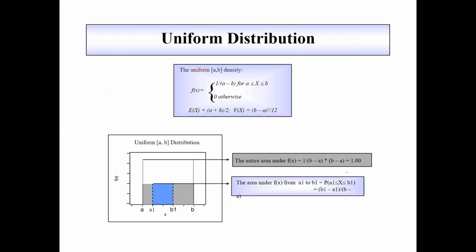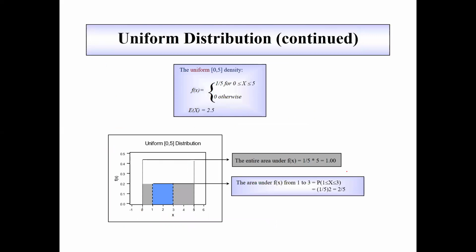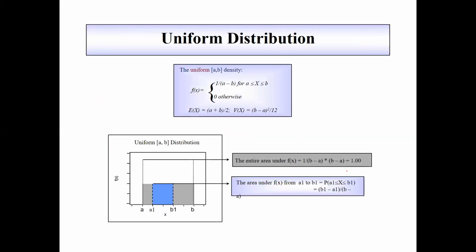Uniform distribution. Uniform is a continuous distribution. Now we are switching our discussion to the continuous distribution. Two distributions I will discuss. One of them is the uniform distribution, and the other is the normal distribution. In a uniform distribution, the probability function is 1 upon A minus B. Not A minus B, 1 upon B minus A.